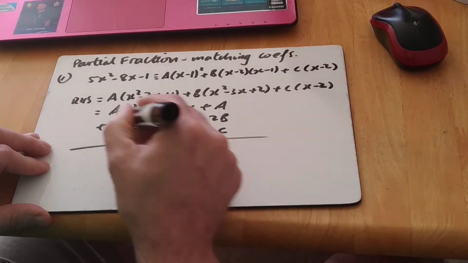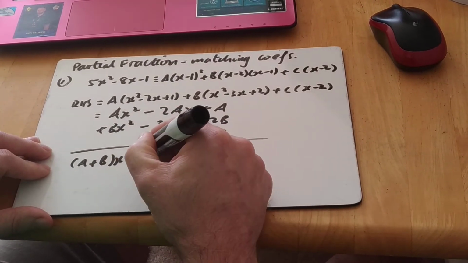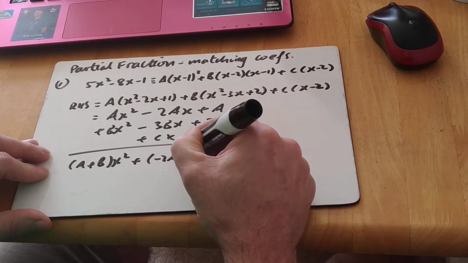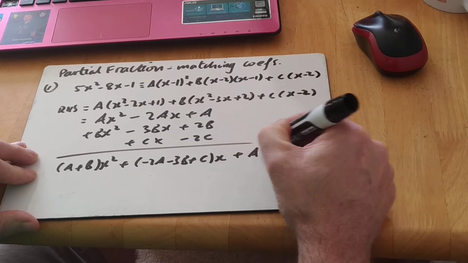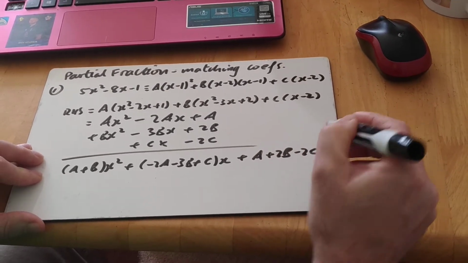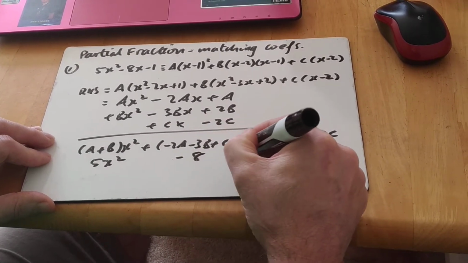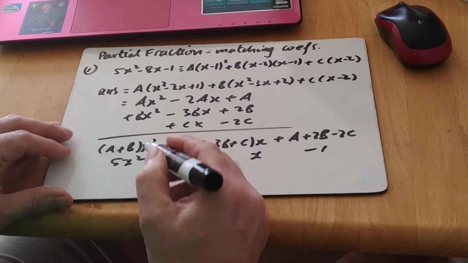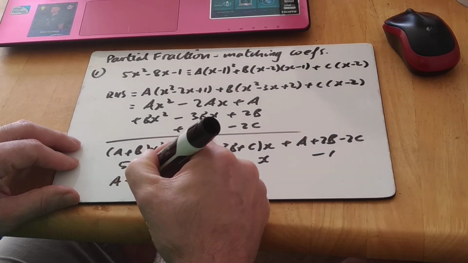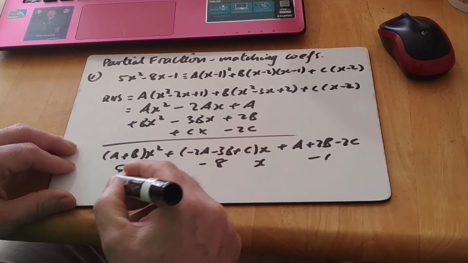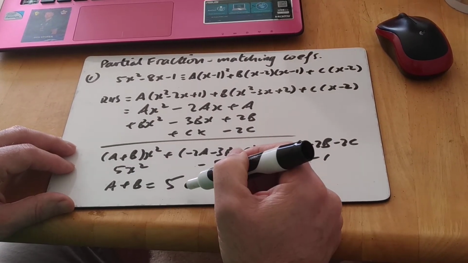And when I collect it all together, I've got a plus b x squared, plus minus 2a minus 3b plus c x, and then plus a plus 2b minus 2c. And that's got to equal 5x squared minus 8x minus 1. And so what you can see is that the x squared coefficient, a plus b, must equal 5. Once you've got what a is, and you've done it earlier on, you can stick it into that and then find b from that.